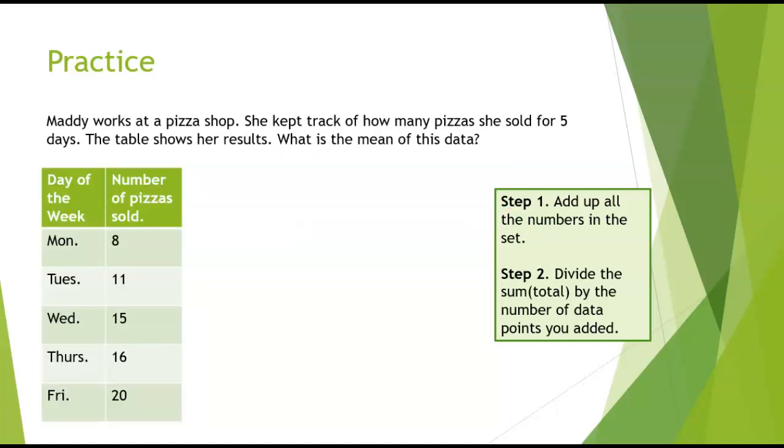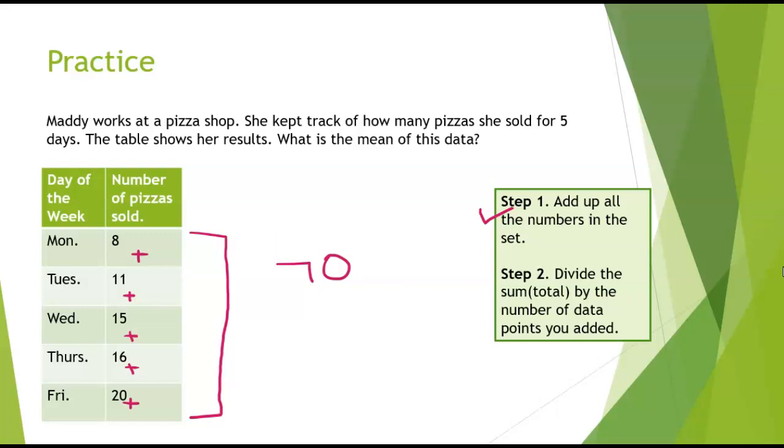Here's another set of data. Maddie works at a pizza shop. She kept track of how many pizzas she sold for 5 days. The table shows her results. What is the mean of this data? Well, the first thing we have to do is we have to add up all the numbers. So we're going to add 8 plus 11 plus 15 plus 16 plus 20. And that all equals, when we add those into your calculator, you're going to get 70.